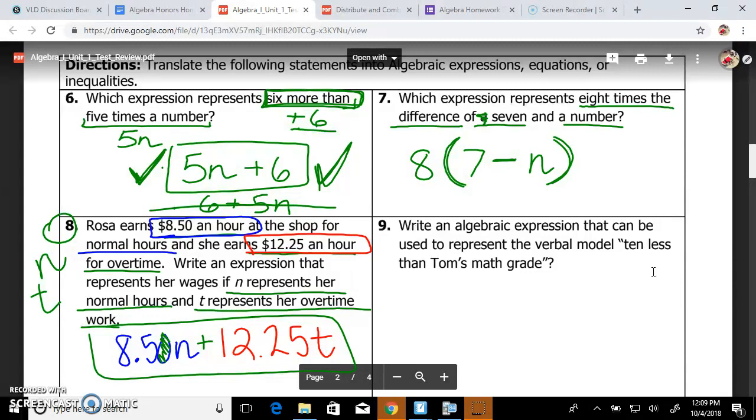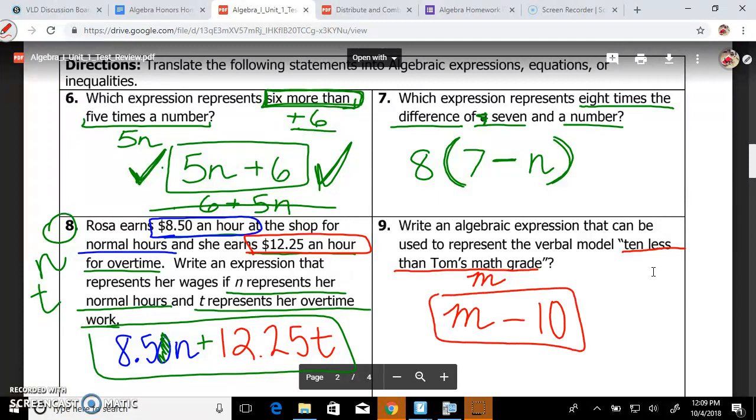Lastly, on this one, we see write an algebraic expression that can be used to represent the verbal model 10 less than Tom's math grade. So let's just say his math grade, I mean, you can pick whatever variable you want. Let's say I say it's M. 10 less than, that means we're subtracting 10 at the end, Tom's math grade. So we just say M minus 10 or X minus 10, N minus 10, whatever.